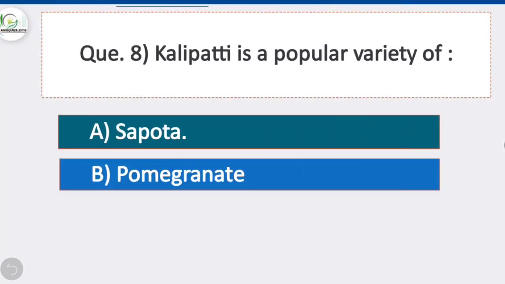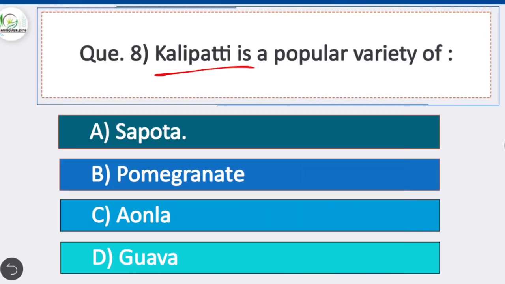Question number 8. Kalipatti is a popular variety of: option A is correct, sapota. Kalipatti is a popular variety of sapota or chikku of Maharashtra, Gujarat and northern Karnataka. Fruits are oval shaped, least seeded, with a sweet mellow flesh of excellent quality and mild flavor.